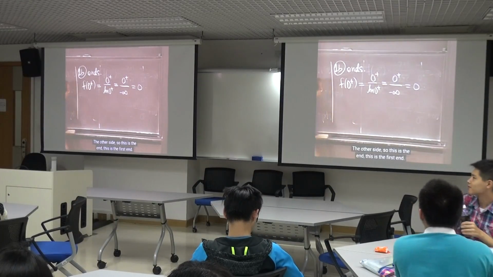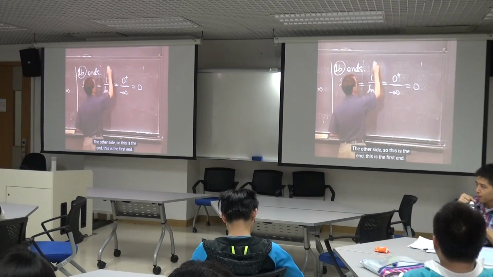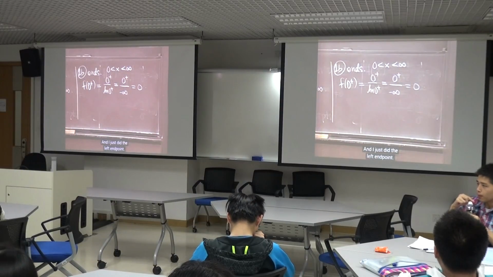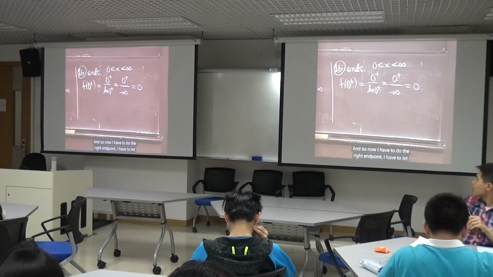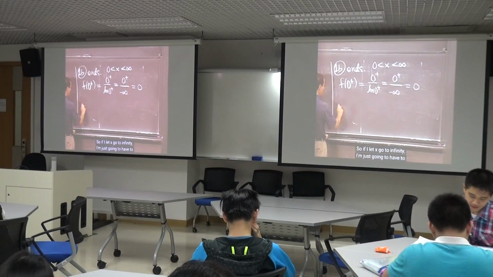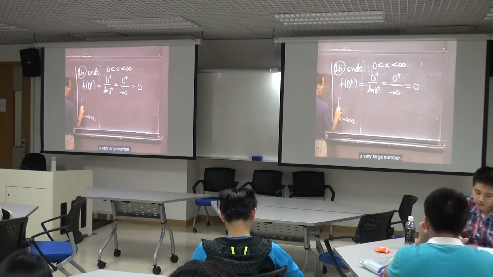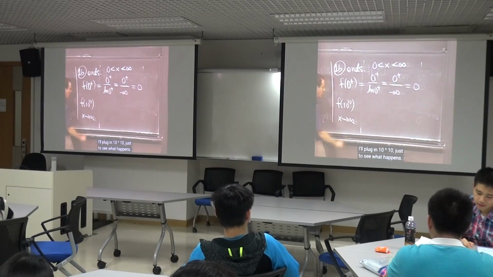So this is the first end. The range is this. I just did the left endpoint, and so now I have to do the right endpoint. I have to let x go to infinity. So if I let x go to infinity, I'm just going to have to think about it a little bit by plugging in a very large number. I'll plug in 10 to the 10th to see what happens.